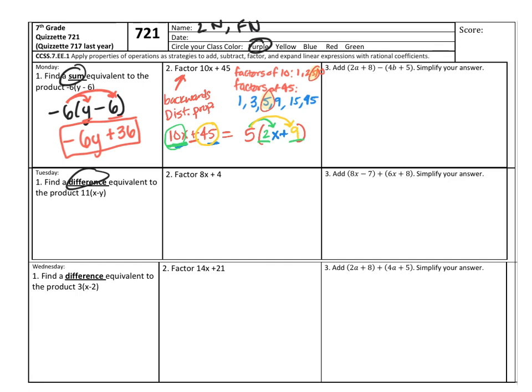So now let's double check our work. We should get the original answer of 10x plus 45. What's 5 times 2x? 10x. And what's 5 times 9? 45. Keep the plus. Is this equal to what they gave us? Yes. So the correct answer is right here. 5 times 2x plus 9.